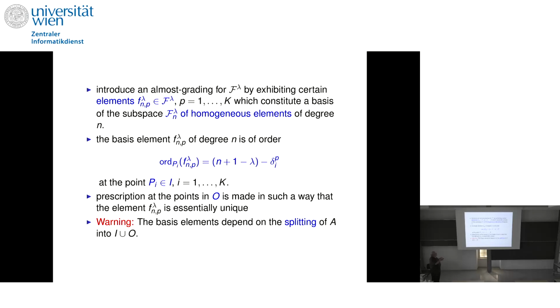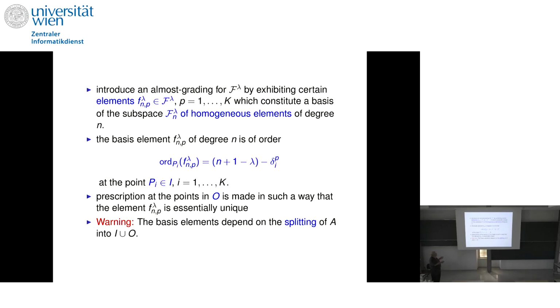Now this is what I maybe should ignore in some sense. These elements are fixed by prescribing the order at the incoming points, and then at the point pi, and the prescription of points in O is made such that it's essentially unique. Without telling you really what I mean by essentially, in general it means up to scalar multiplication with a scalar. But there are certain special cases where one needs some additional prescription, okay? Good. But this is the important point.